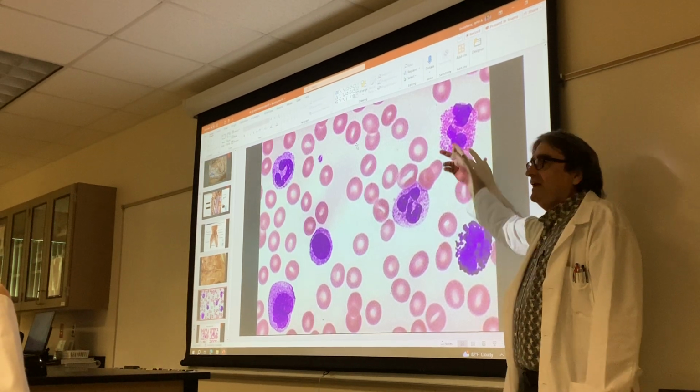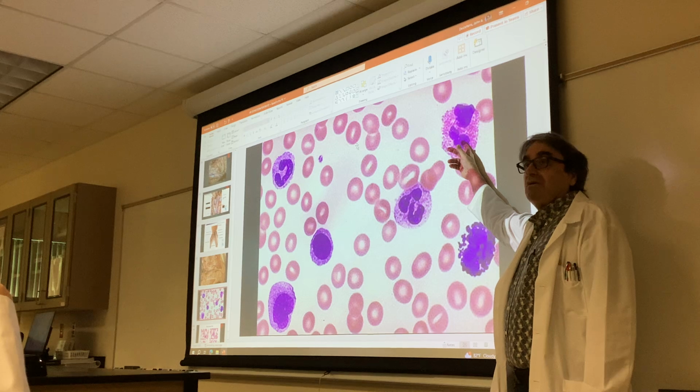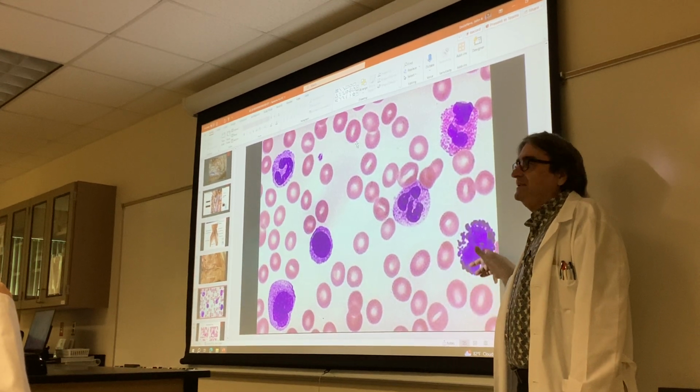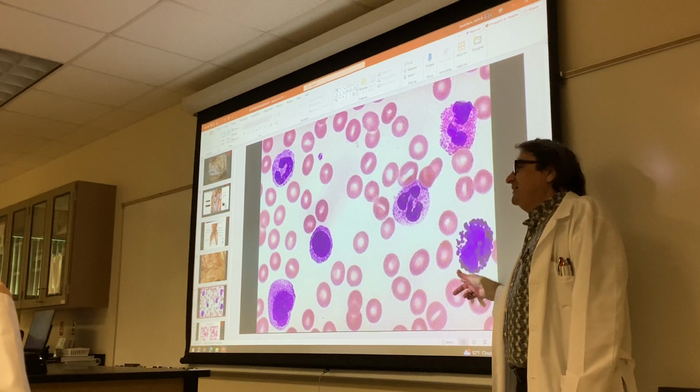Guess what's the opposite of acid? Alkali. What's the other word for alkali? Base. This has granules that are alkali in nature. So methylene blue, fuchsia blue.